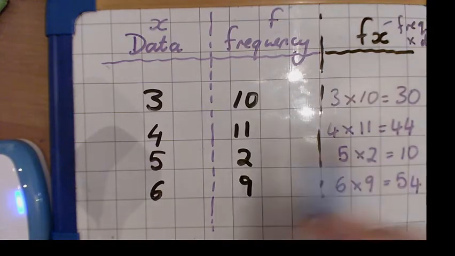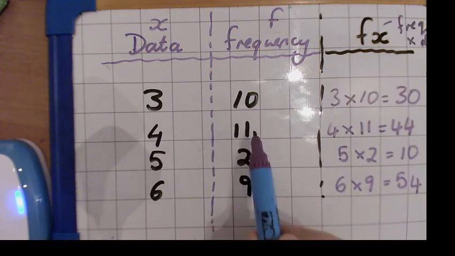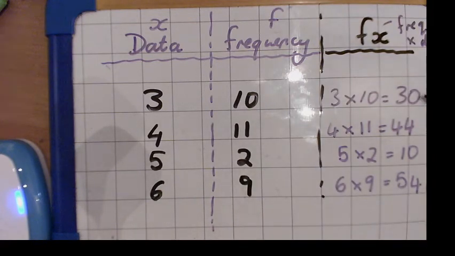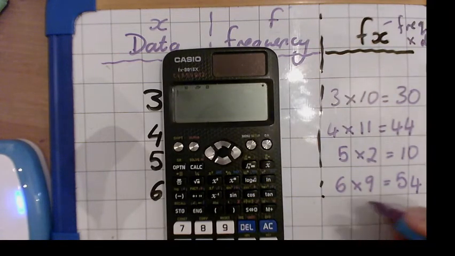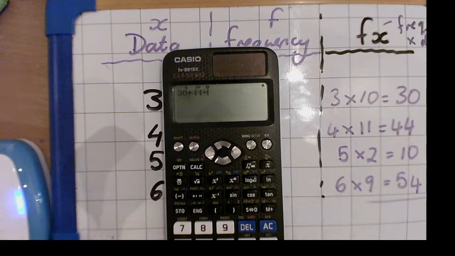So what have I done? I have multiplied these two columns. That's what I get when I add up all my 3s. That's what I get if I add all my 4s. That's what I get if I add up my 5s. And that's what I get if I add up my 6s. Now, we need the total because the mean always asks for a total. So what I'm going to do to these numbers is add them. 30 plus 44 plus 10 plus 54. And altogether that gives me 138. So altogether my numbers add up to 138.